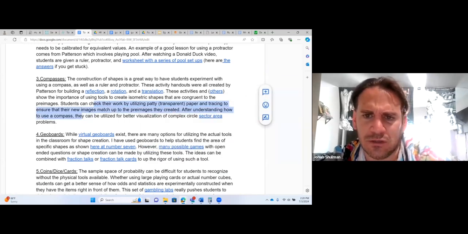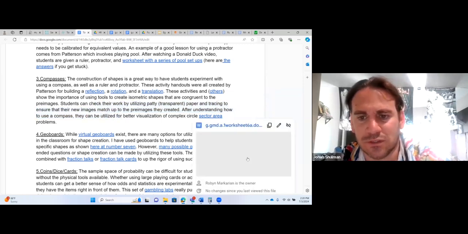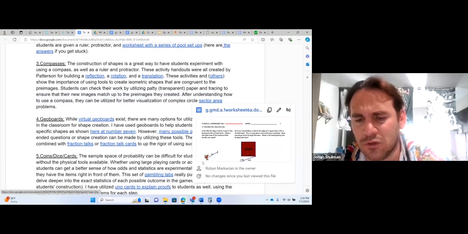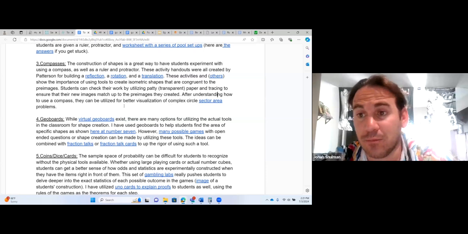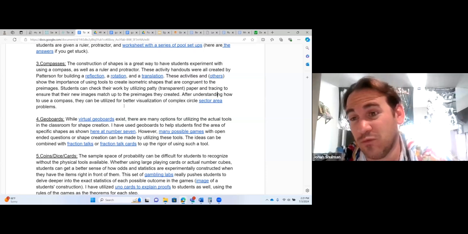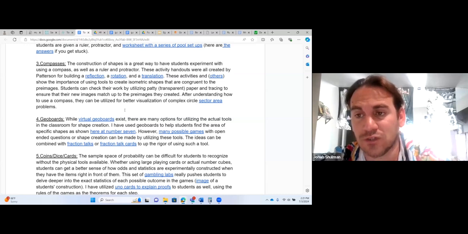After understanding how to use a compass, they can be utilized for better visualization. So this one's the sector one. So it spins all the way around and it really helps students to understand it. Okay, so that's a compass. Make sure you get the safe ones that don't have the sharp ends, so your students don't hurt each other, but I think really showing them how to draw with a compass is big.